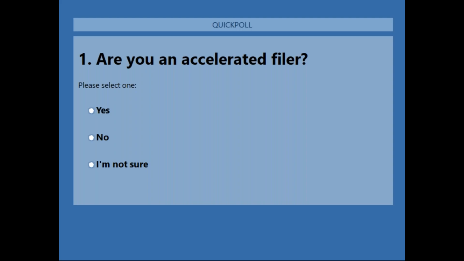At this point, I'd like to do a poll question and find out, is your not-for-profit an accelerated filer? So the choices are yes, no, or I'm not sure. So if everyone could submit your response to the polling question, I'd really appreciate it. And once we're done, I'll share the polling results.